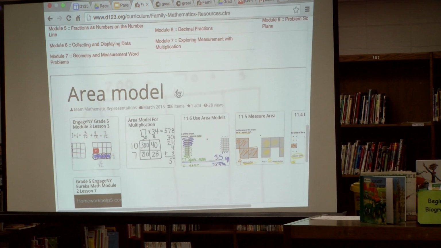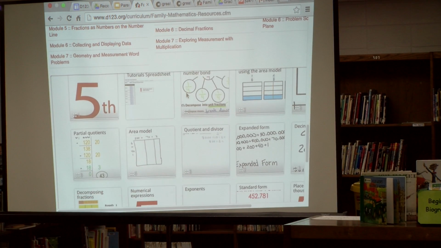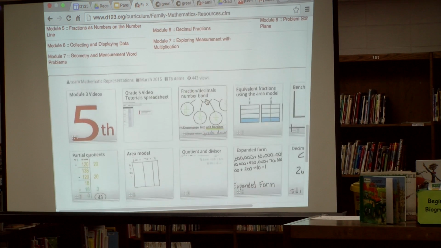But I'm going to go back. So these are different things that in 5th grade, you're going to see things like quotients and divisors and expanded form.